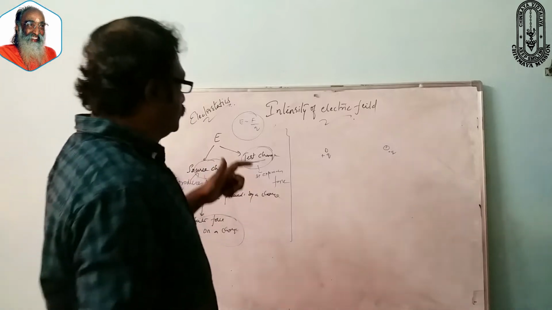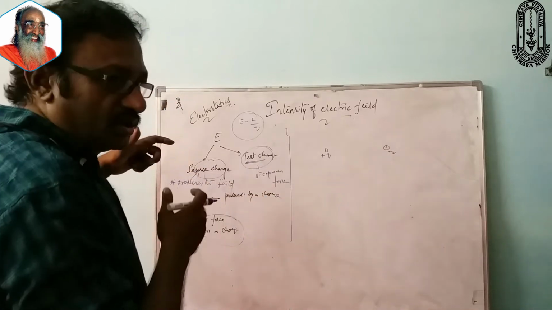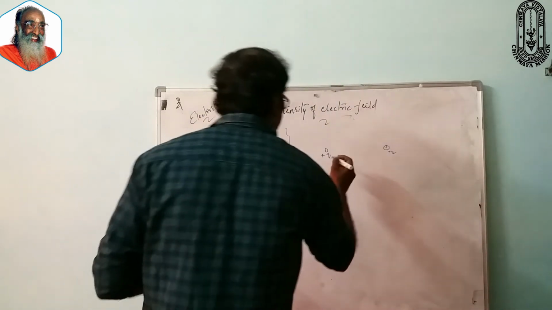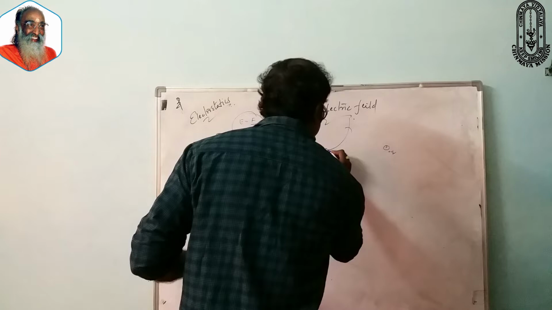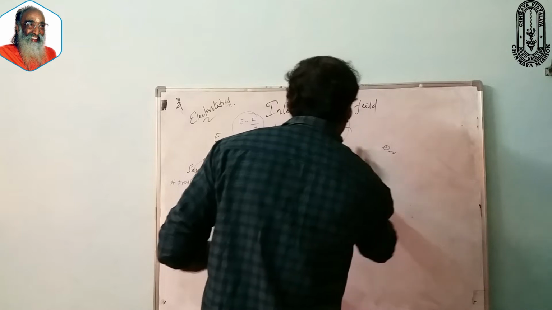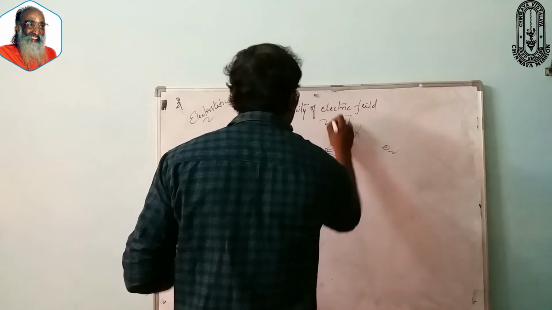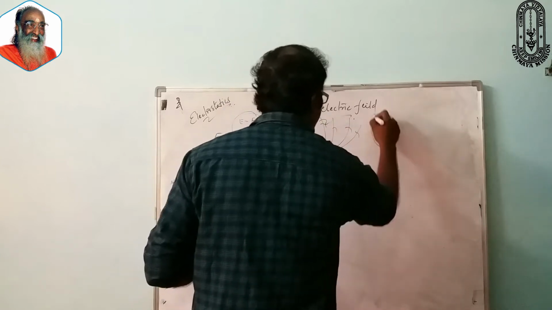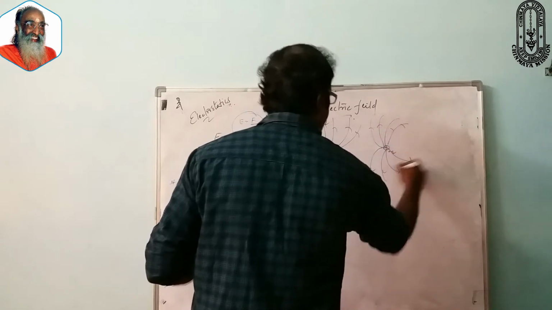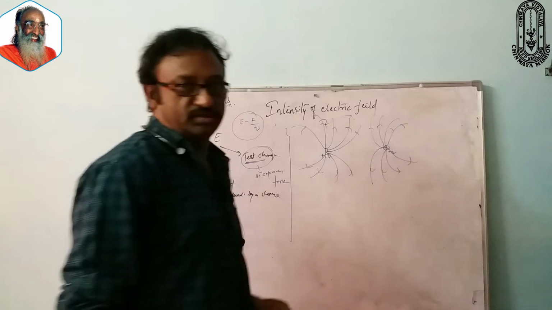Now just to show the field, how can I show the field? Usually from the positive charge the field lines are produced. That means they originate from the positive charge, and they move like this. One is along this, so they move like this. Okay.